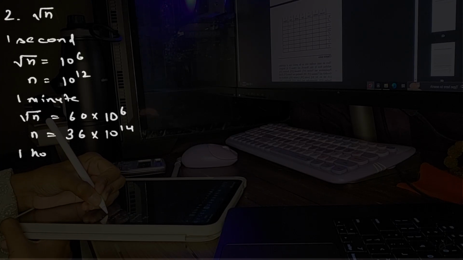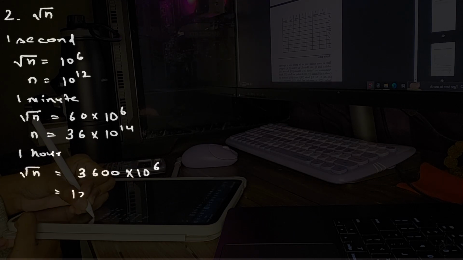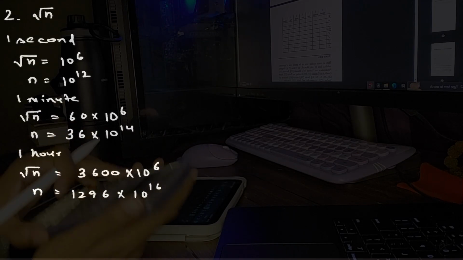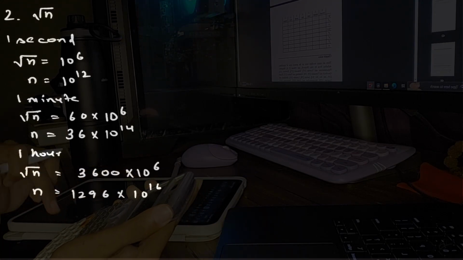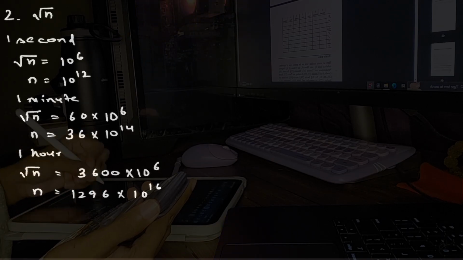Then 1 hour. In 1 hour we have 3600 seconds. 10 to the power of 6 again. Let me just get the square of 36. 36 into 36 is 1296. 12, 13, 14, 15, 16 it would be. So you can get 17, 18, 19. You can write it as 1.29. That is a better method of writing. Just because I'm trying to avoid decimals here, I'm writing it in this manner.